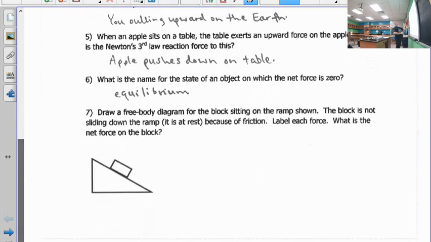Now we're going to get into a couple of them that I really do want a little bit more engagement from you guys. And this is where we're going to start drawing a free body diagram. So in this particular case, we have a block, and it's sitting on a ramp. The block is not sliding down the ramp. It is at rest because of friction. Who can tell me what forces we need to put on here?